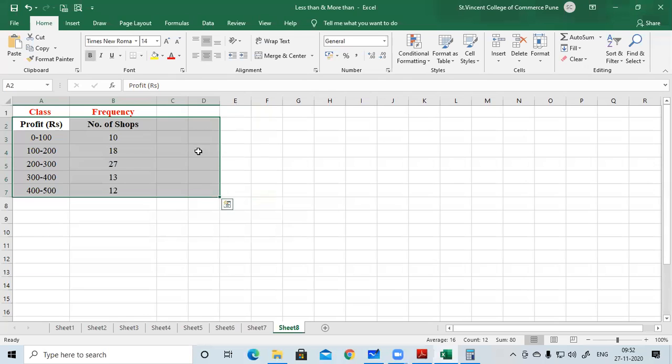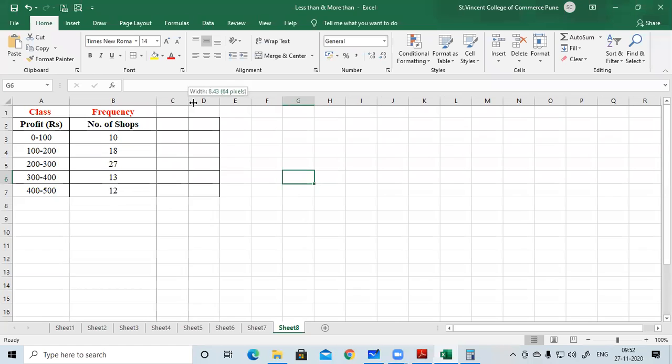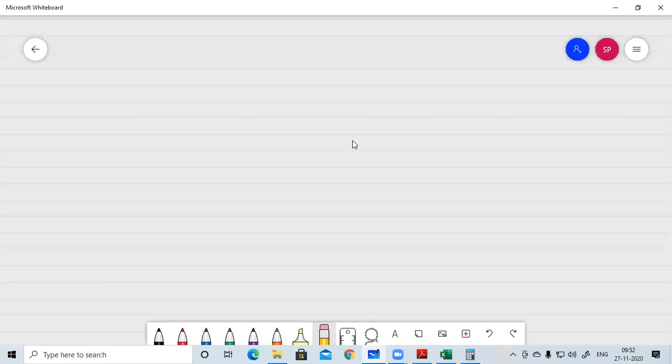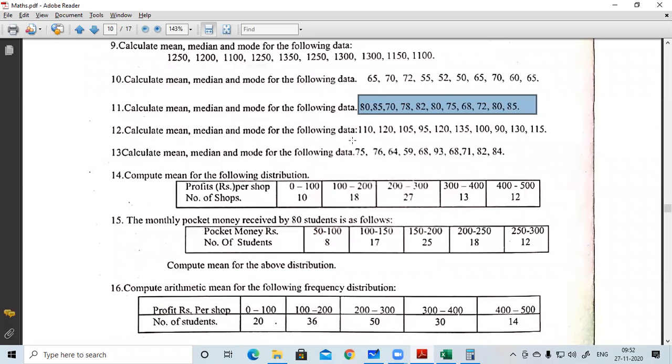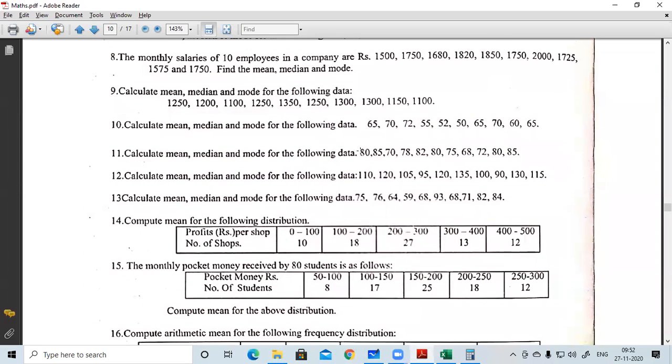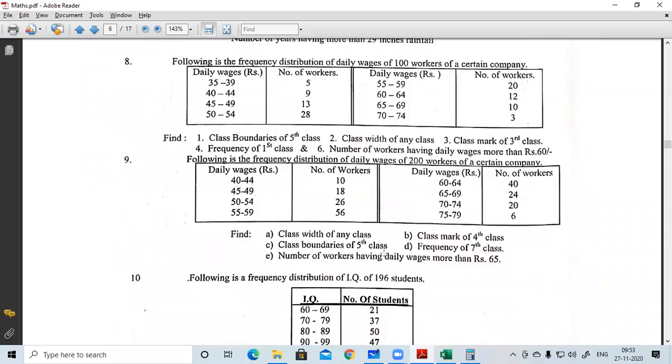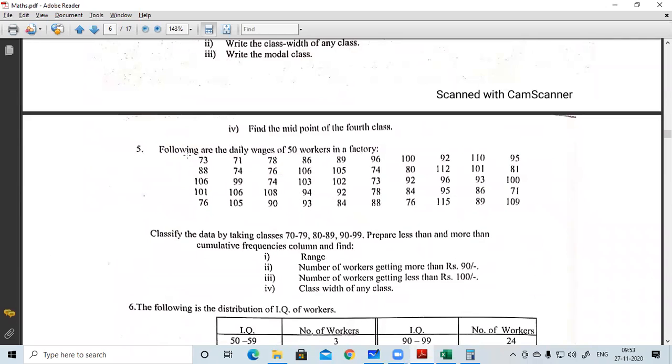Now, the next part is how to calculate mean for grouped data. Does anyone remember the formula which we discussed on day one? For mean for grouped data, first understand the meaning of grouped data. Let me show you both the sums together. We have these questions in two parts. One is where the data is given raw: 80, 85, 70, 78, like what we did for tally marks previously. See here, this is called raw data.